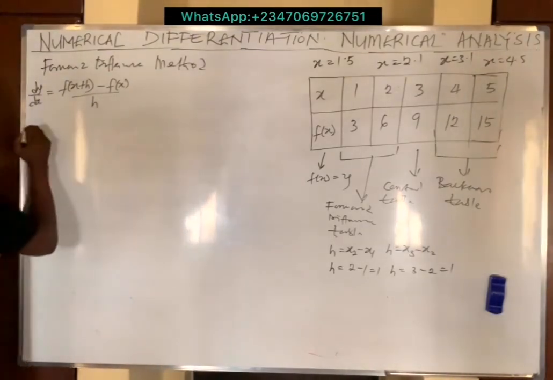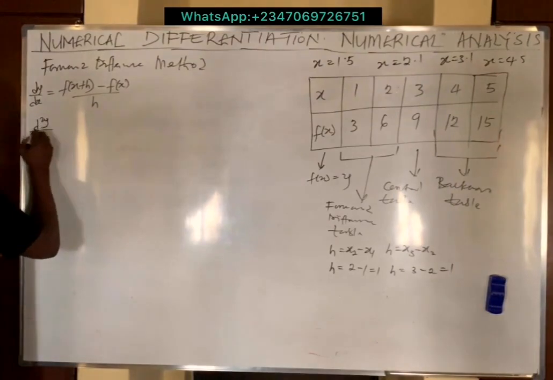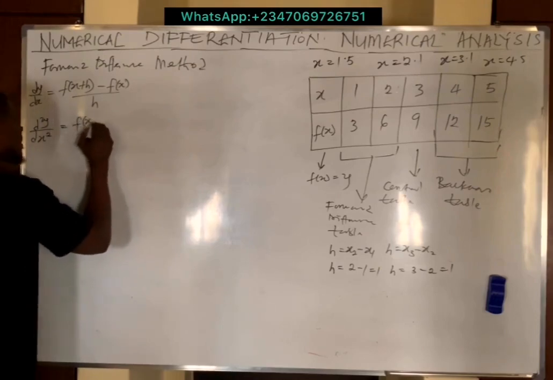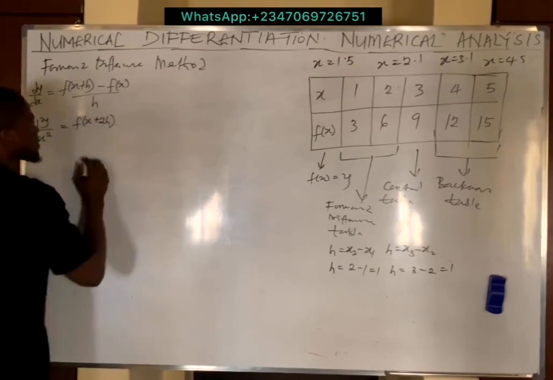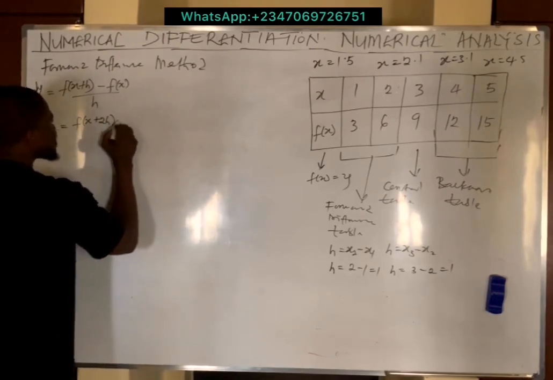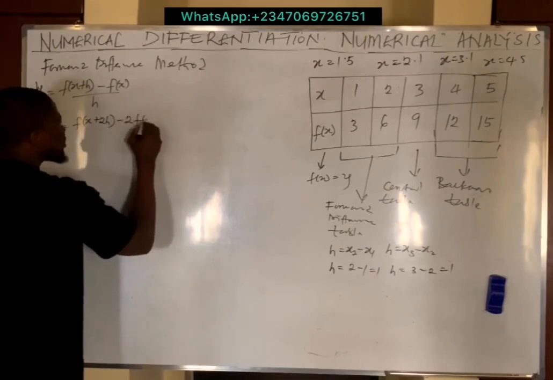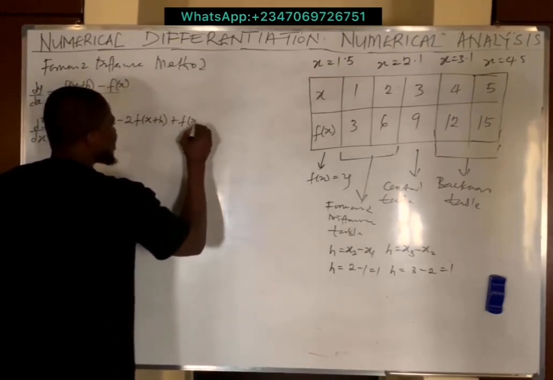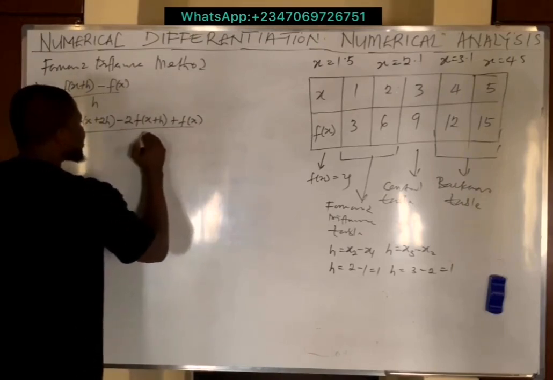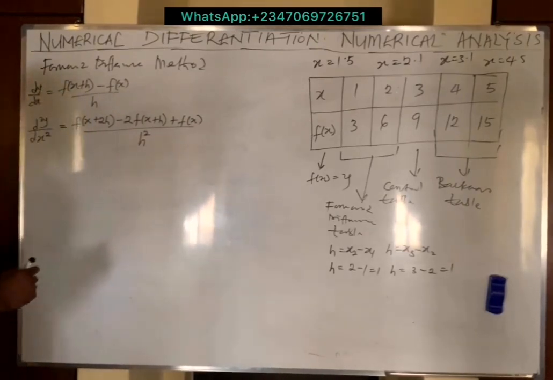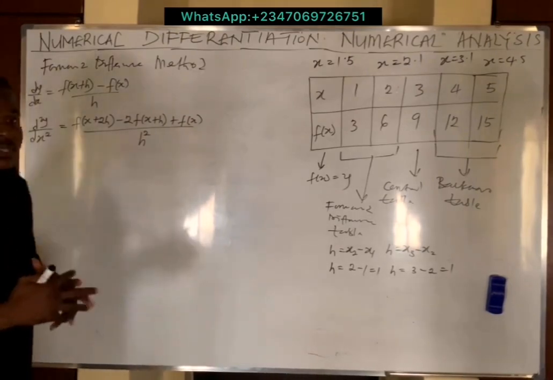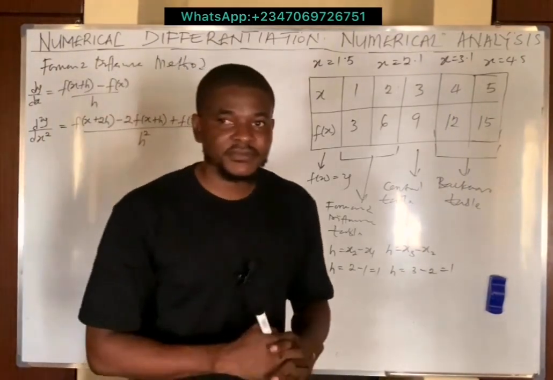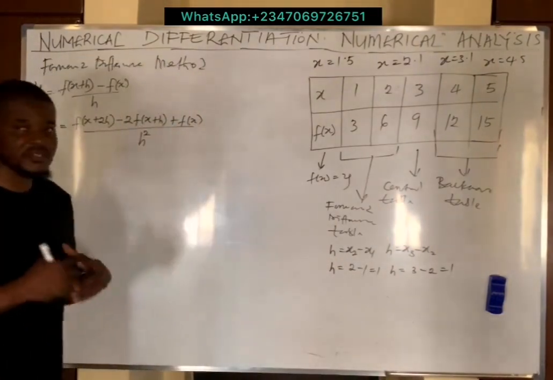For the second derivative approximation, you have d squared y over dx squared. This is going to be equal to f of x plus 2h for the forward difference method, minus 2f of x plus h plus f of x, all over h squared, you square the interval. So this is a formula to approximate the double derivative using the forward difference method. Okay, once again, their values remain what you already know.